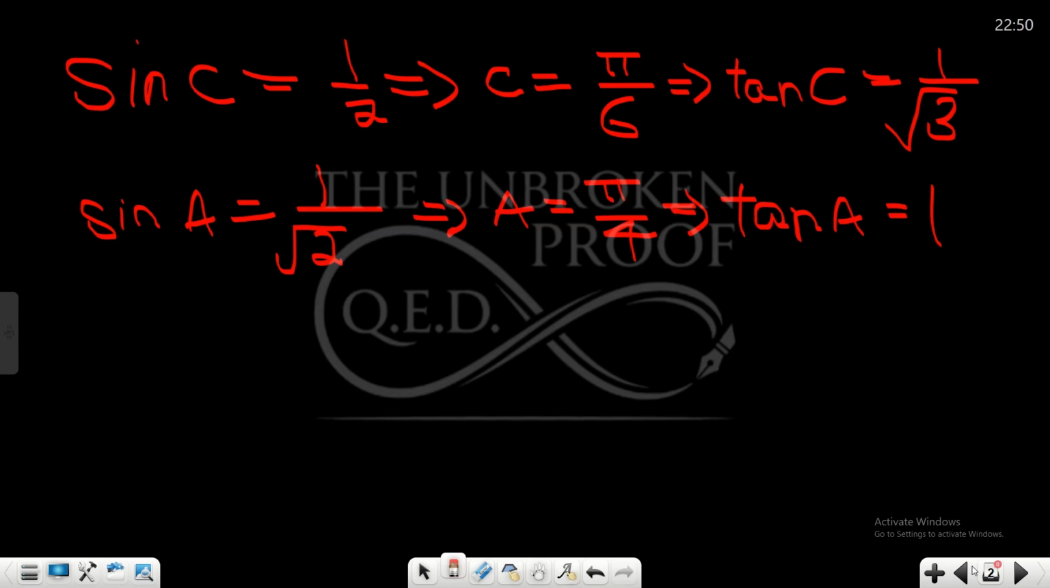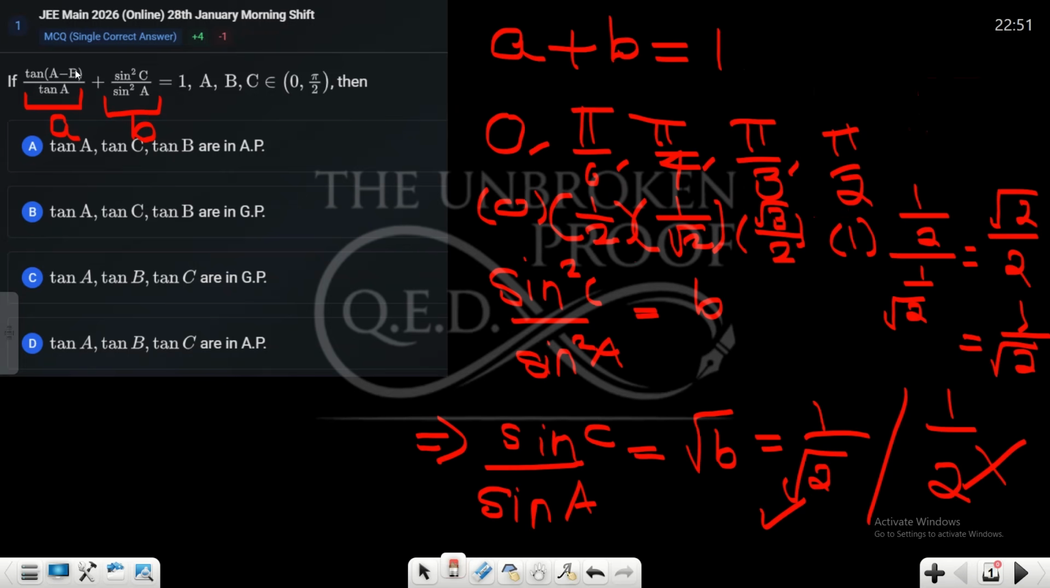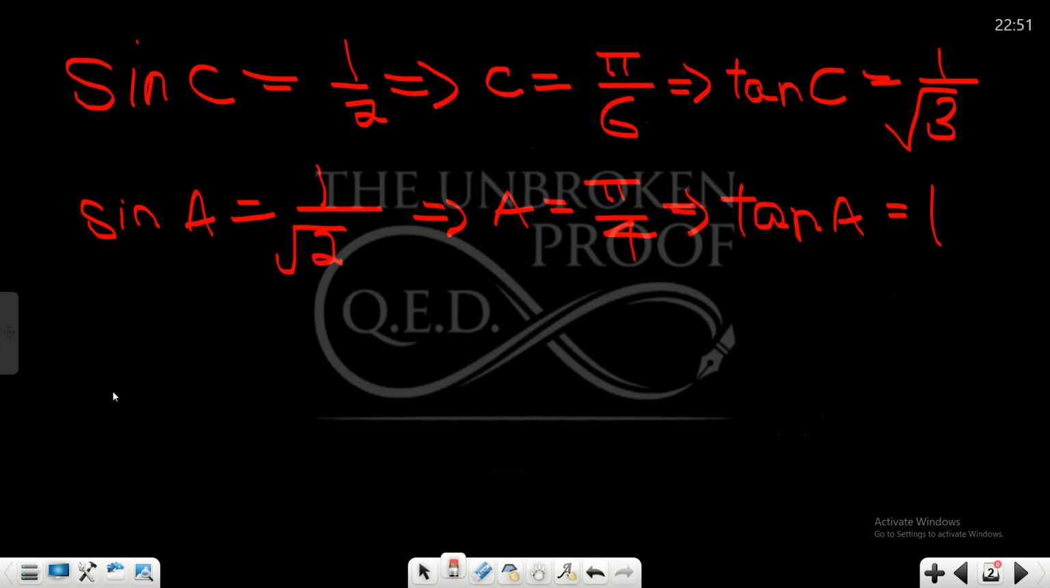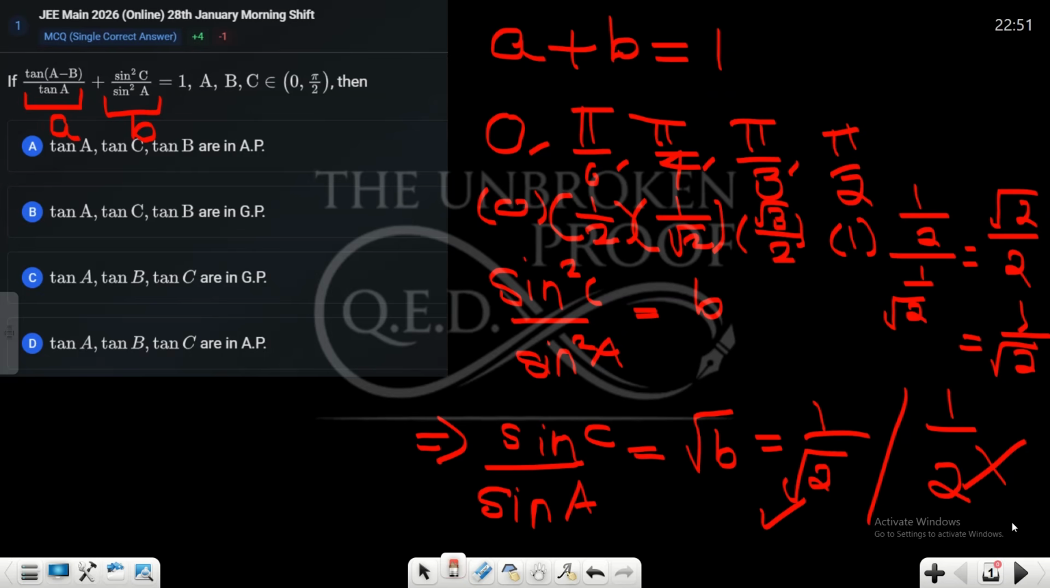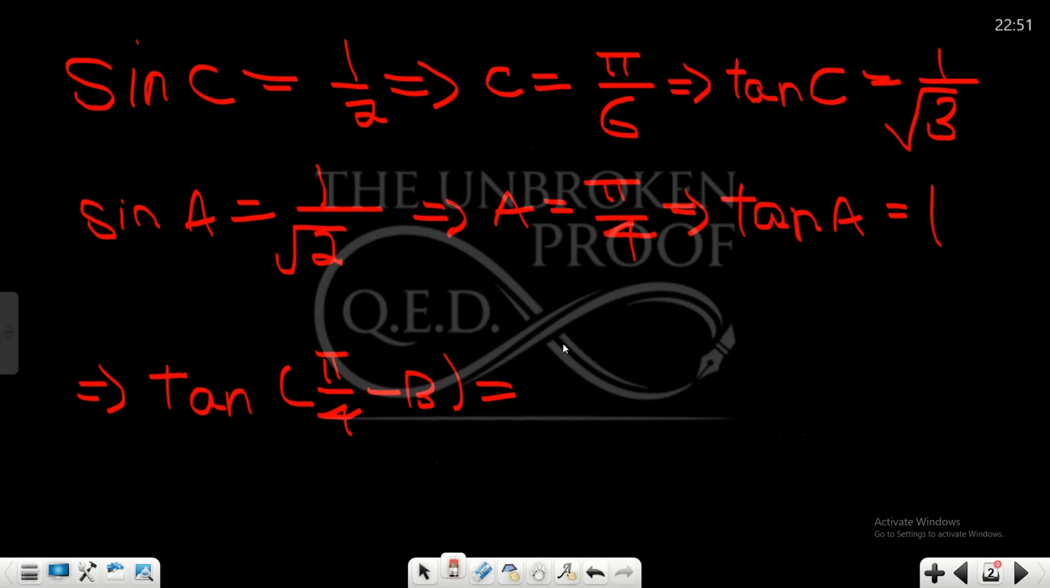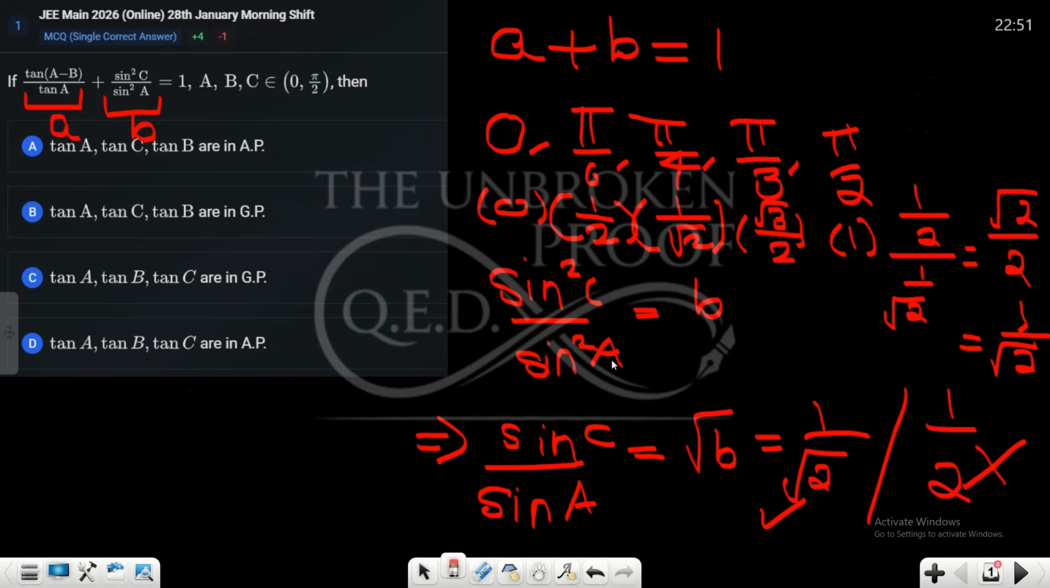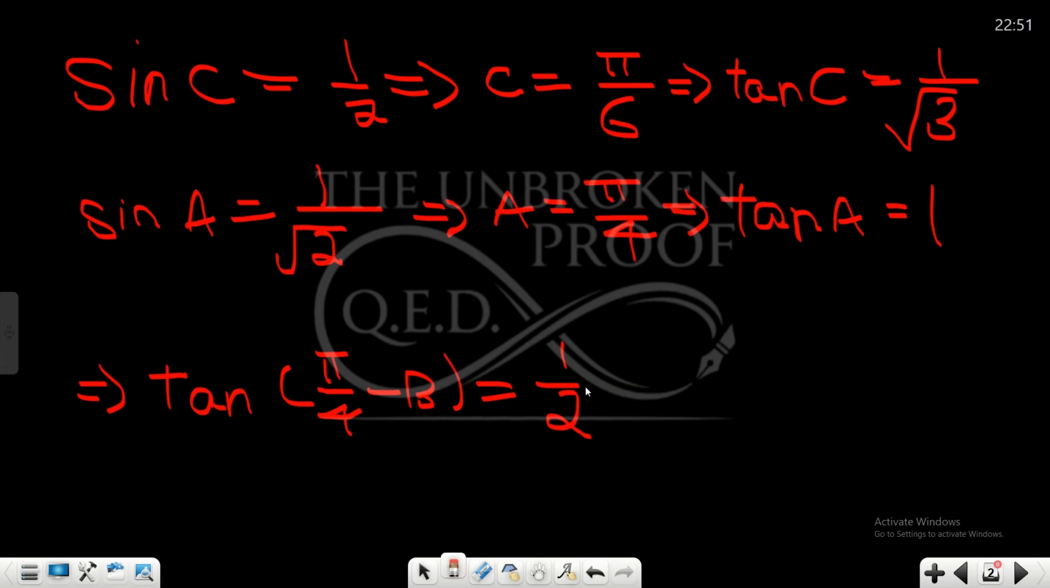Now let us see how we can find out capital B. Now if you see, sin c by sin a is 1 by root 2, which implies sin square c by sin square a is 1 by 2, and if b is 1 by 2, then a should also be 1 by 2. So this implies tan of a minus b, a is pi by 4, so pi by 4 minus b should be equal to a times tan a, and a is your half, and tan a, what is the tan a? Tan a is 1, so it is going to be half.